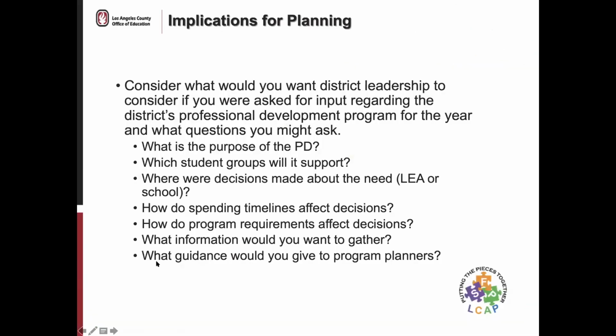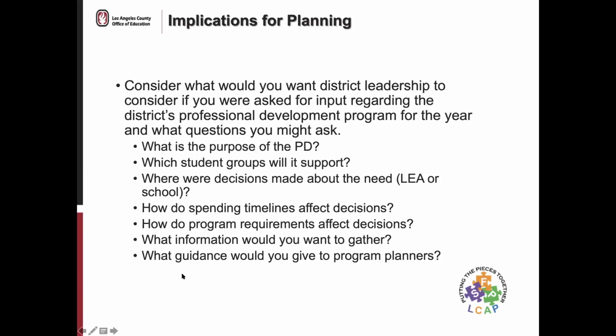Okay, next, just some considerations. What's the purpose of your professional development? Is it focused on a particular student group? Is it a district decision or a school level decision? What about the timelines? Do we have a lot of money left over from prior years that's about to expire in a certain funding source? Any requirements we need to be careful of? And then what guidance would you give to program planners on that? So just something to consider for your PD planning.